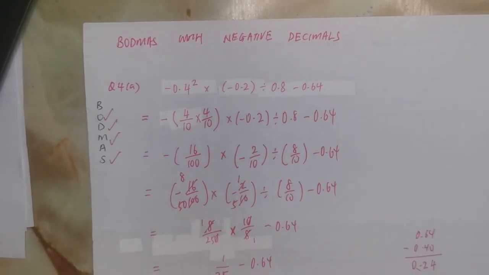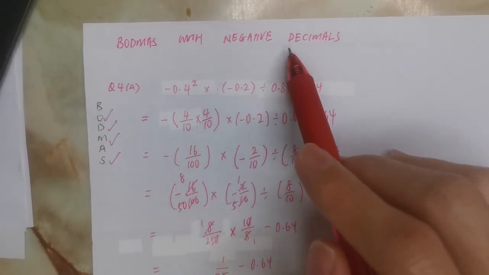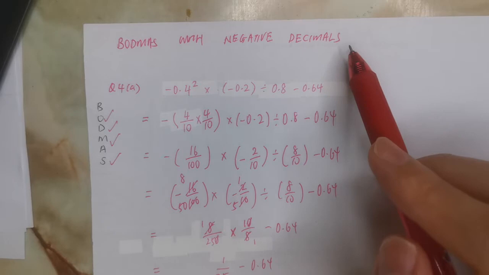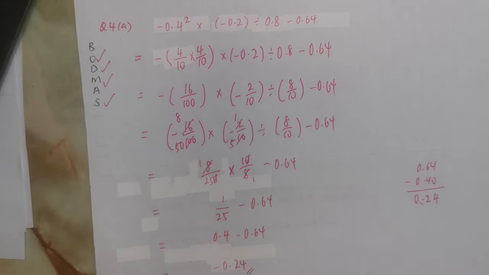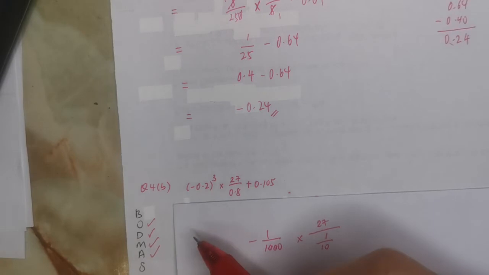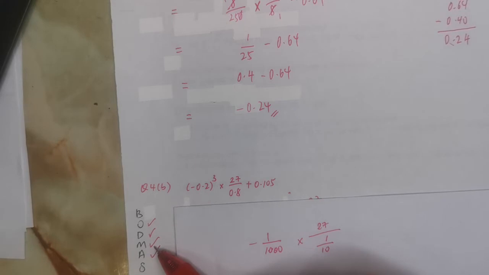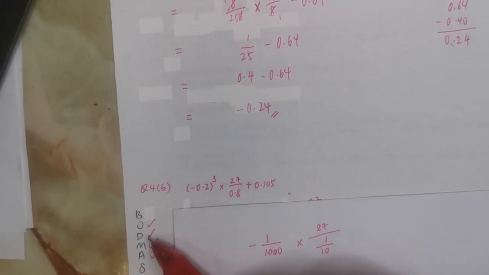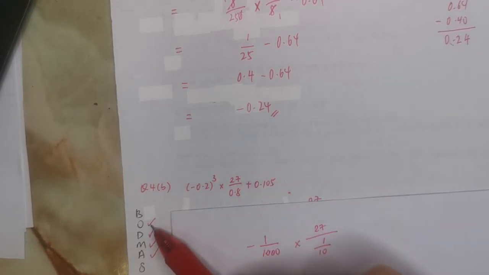Hi students, let's look at the second example of how to evaluate negative decimals with multiple operators in the expression. So let's look at question 4b. For question 4b, the first thing we need to identify is what the different operators in this expression are. So we have an order, because there's a to the power of 3, there's a multiply, there's a divide because there's a fraction, and there's an addition. In this case, we need to start off with the order first.